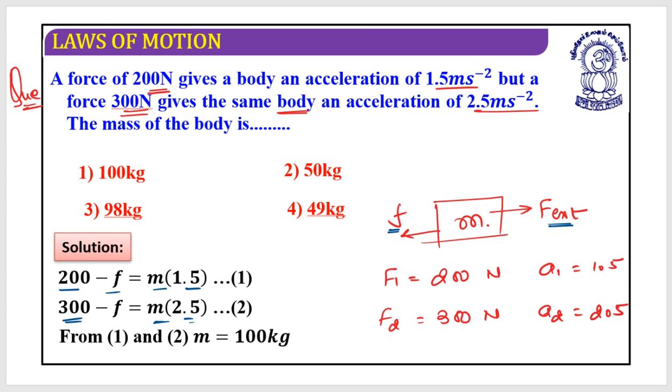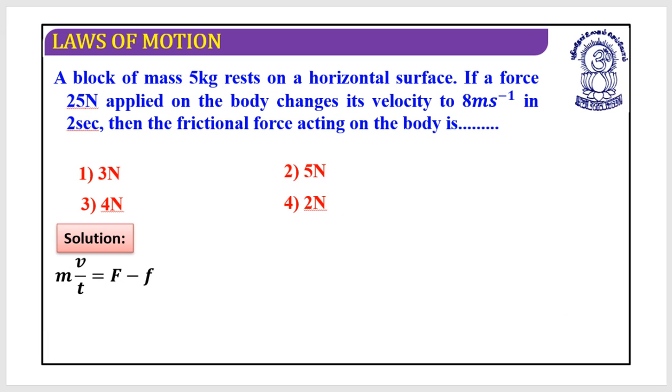Yes, even multiply the second with the negative. It's a minus, it's a plus, it's a minus. So this friction has gone, and you can do the rest of the task. It's 200 minus 300, which is minus 100. And this is 1.5 minus 2.5, which is minus 1. Minus minus plus, so it's 100 kg. That's it. Yes, it was easy. Let's work on the next question.